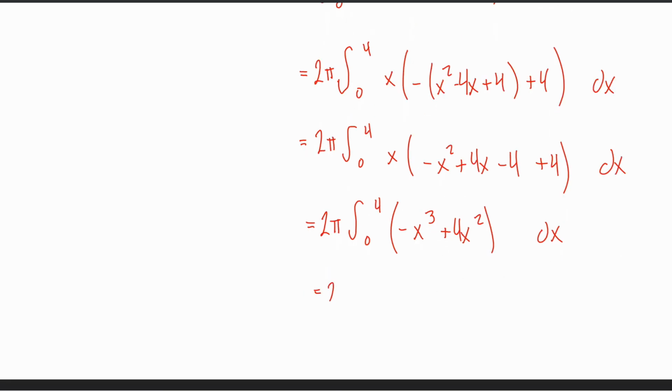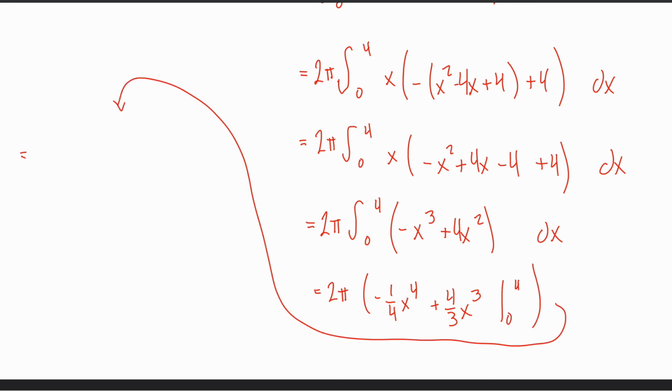And I think this will be easy enough to integrate because I just got to use the power rule. The antiderivative of negative x cubed is negative 1/4 x to the 4th. And the antiderivative of 4x squared is 4/3 x cubed. And I'll need to evaluate that from 0 to 4. So let's see, changing all the x's to 4s, 4 to the 4th power. Well, one of those 4s will cancel out with this 4 here. So really I'll get 4 to the 3rd power, which is 64. And it's negative because of this negative. And then over here, 4 to the 3rd power, 64 times this 4 gives me 256 over 3.